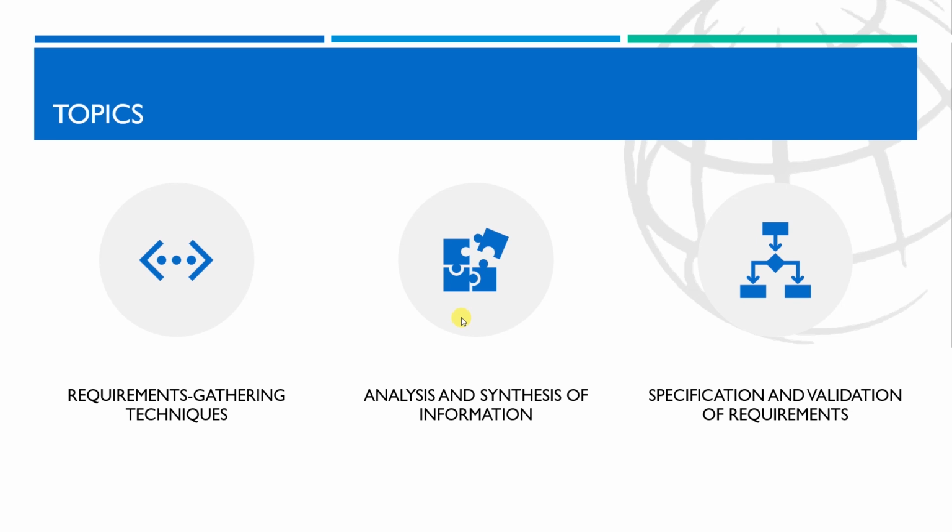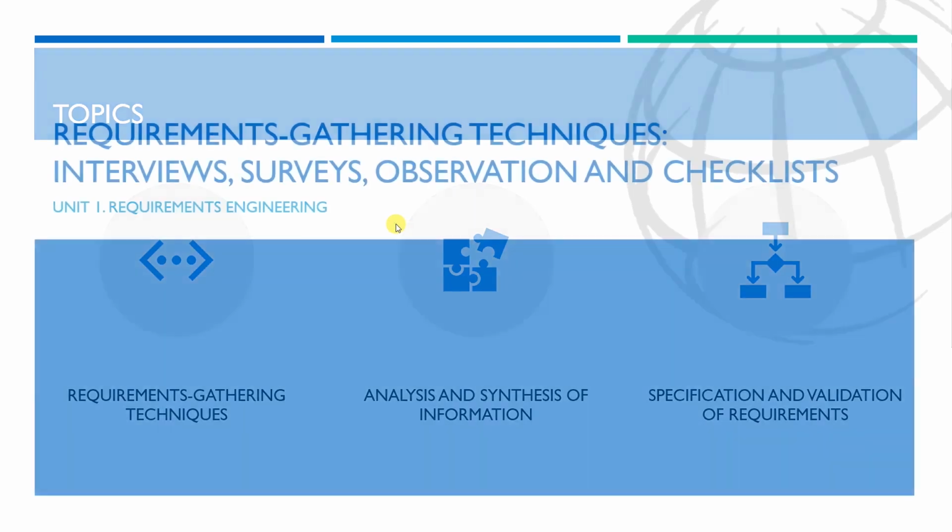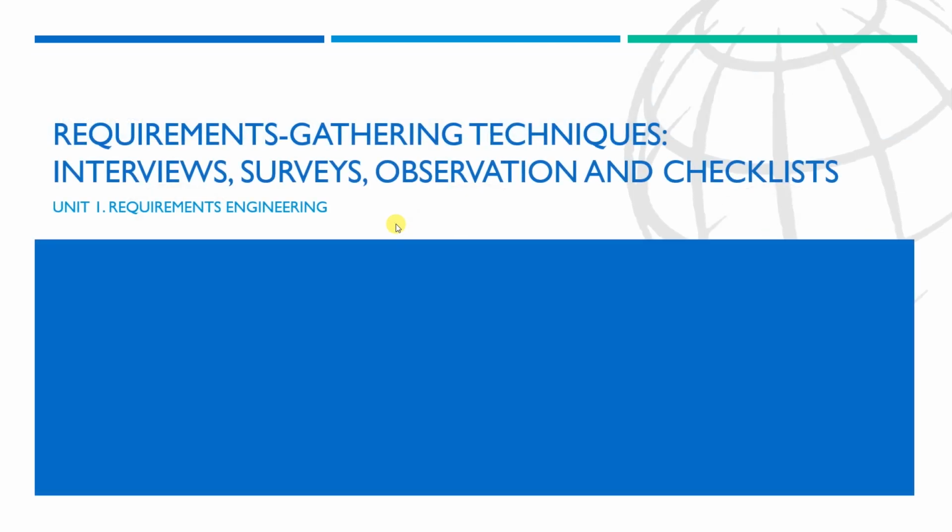The second one, analysis and synthesis of information. And the third one is specification and validation of requirements. In the requirements gathering techniques, we are studying some important techniques like interviews, surveys, observation, and checklist.